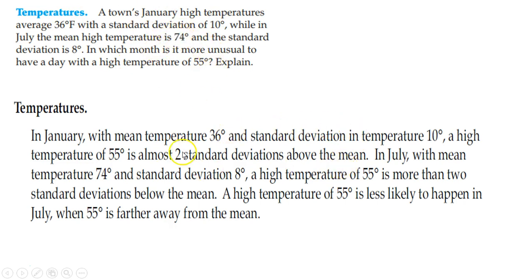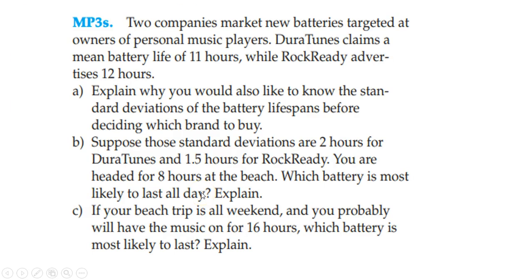So when we do that, in January with a mean temperature of 36 and a standard deviation of 10, a high temperature of 55 is almost 2 standard deviations above the mean. In July, with a mean temperature of 74 and a standard deviation of 8, a high temperature of 55 is more than 2 standard deviations below the mean. So a high temperature of 55 is less likely to happen in July, when 55 is farther away from the mean. You just have to find the standard deviations and see which one is farther away from the mean. That's all you have to do.